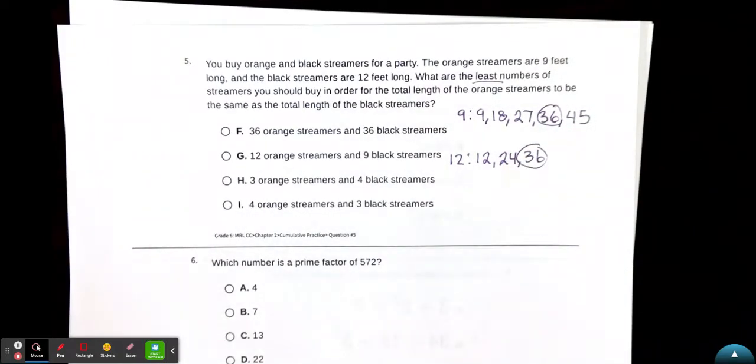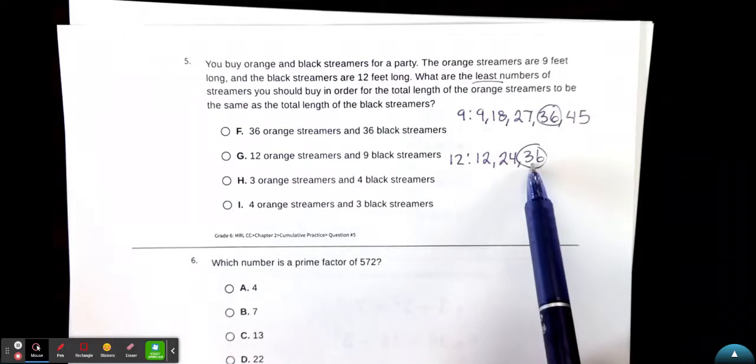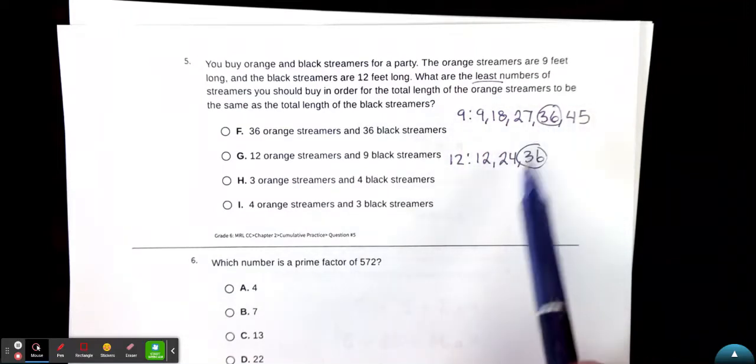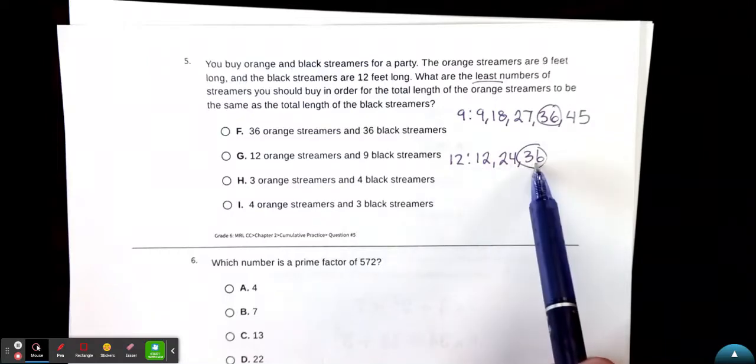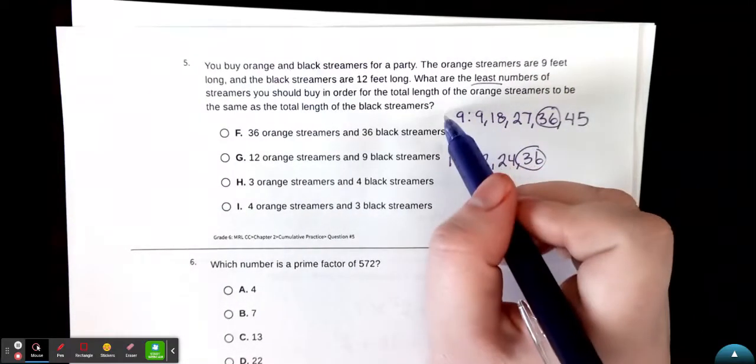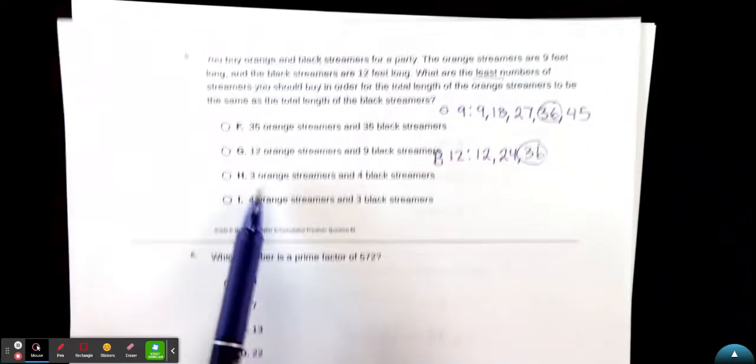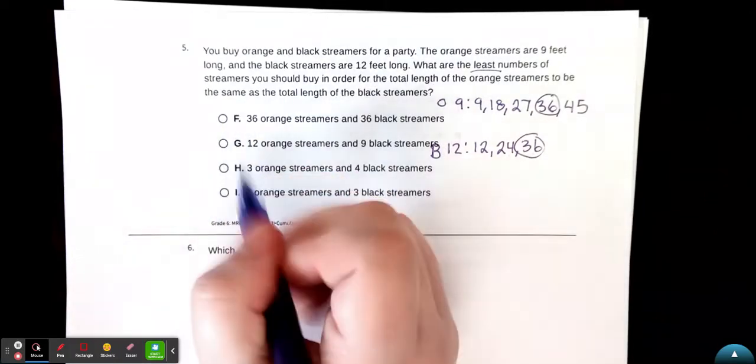We're not being asked what is the least common multiple. We're just saying that after 36 feet, both of the streamers will end up being at the same length. So there won't be any extra of either streamer. So it's wondering how many streamers would I need for me to get to 36 feet? So for the streamers that are 9 feet long, we need 4. For the streamers that are 12 feet long, we would need 3. So 9 was the orange streamers, 12 was the black streamers. So 4 orange streamers and 3 black streamers.